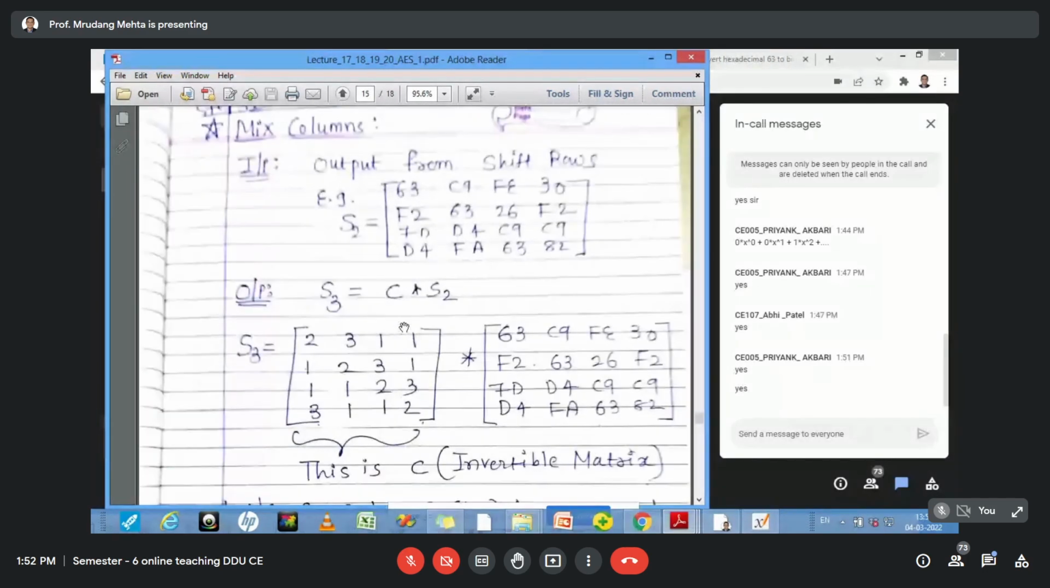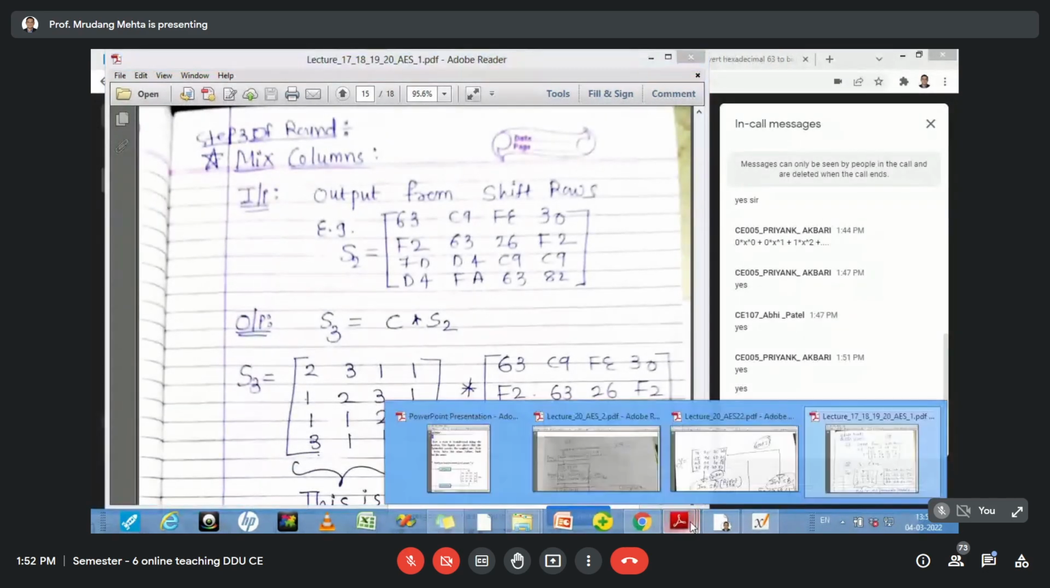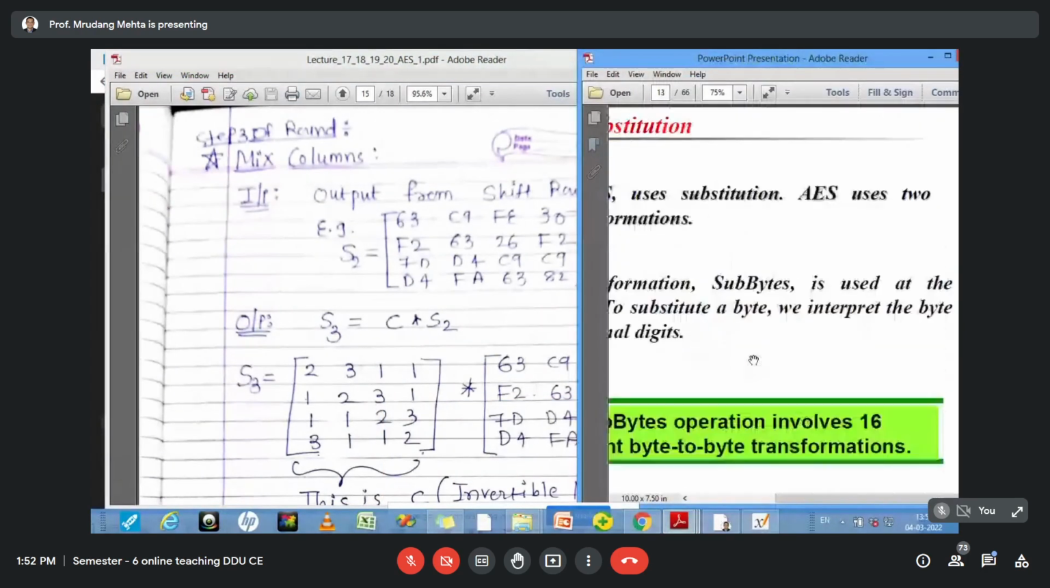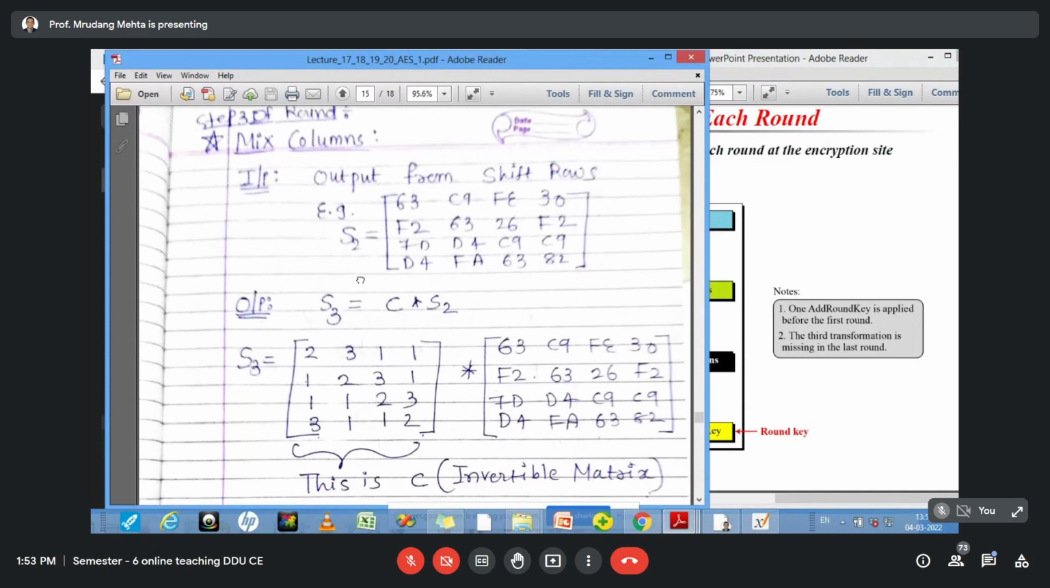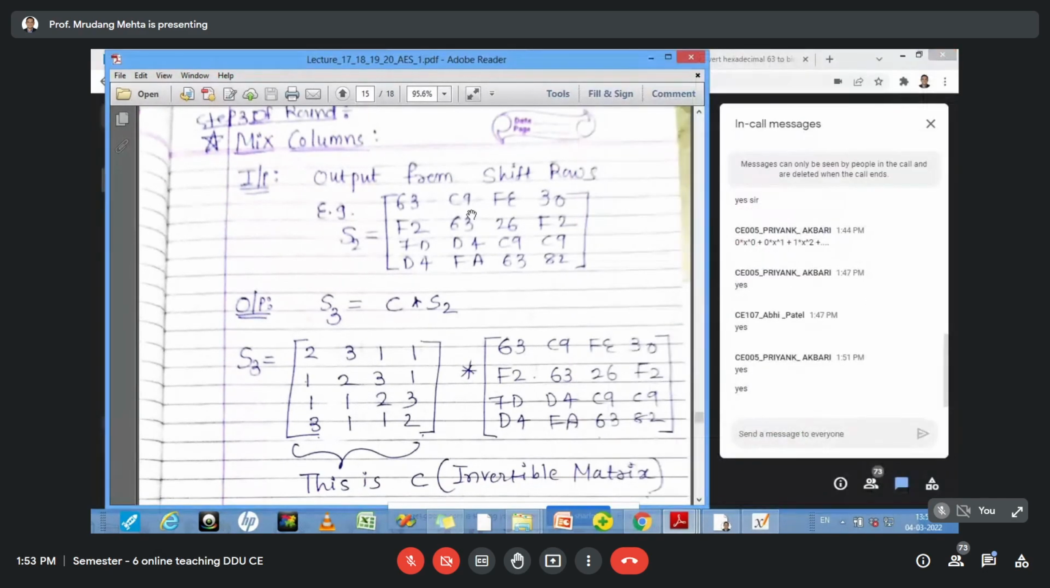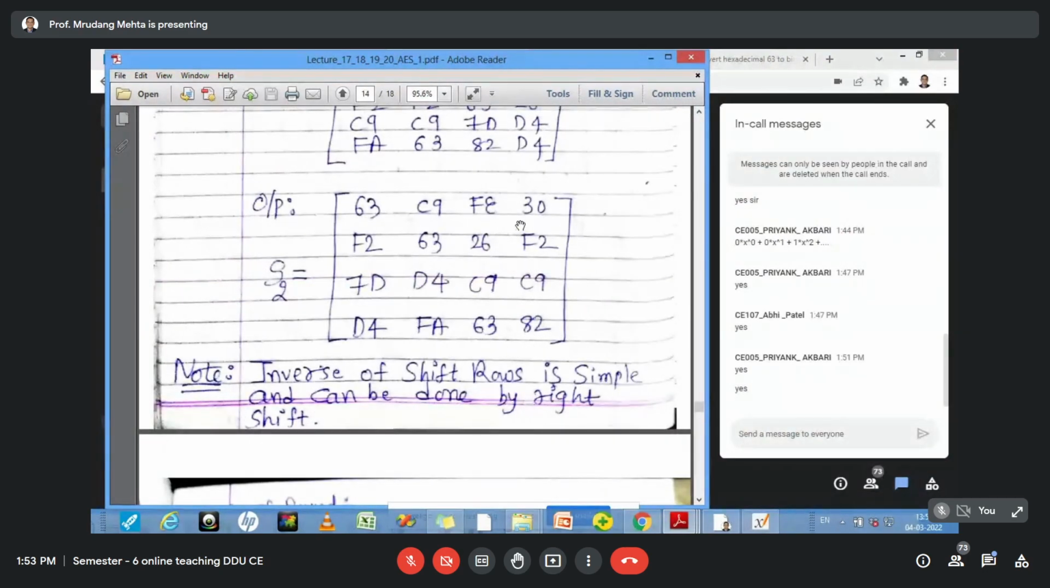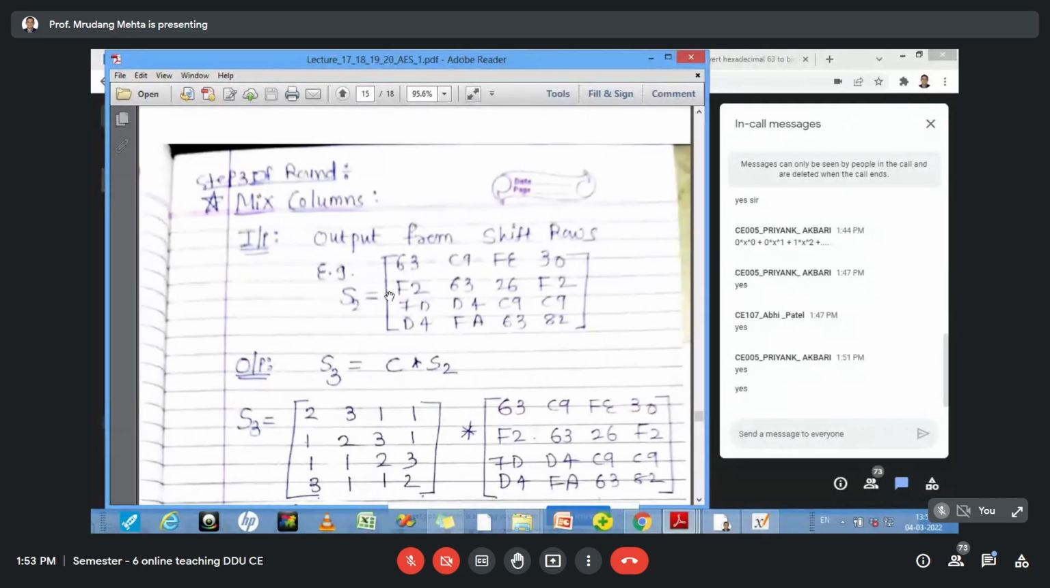After the second operation is over, the third operation is mix columns. This is the internal state of the round. Third is mix columns. In each round, we have to perform these steps, and it will be followed by the third step. So in mix columns, we have 63 C9 FE30. Remember only this. So the third operation is mix columns.